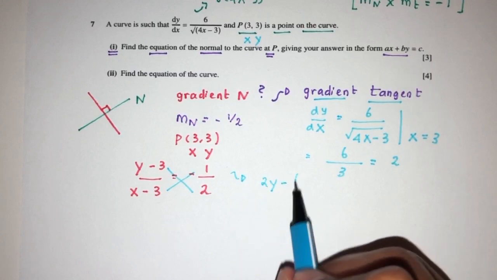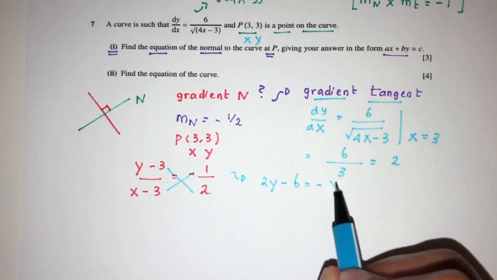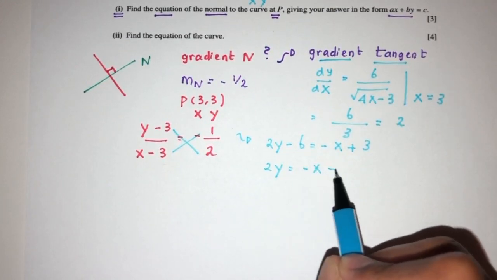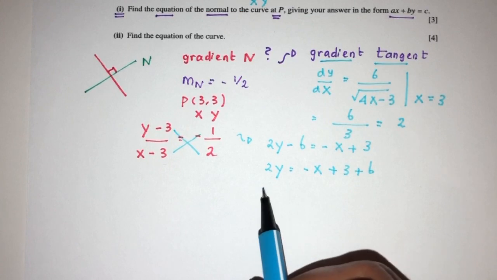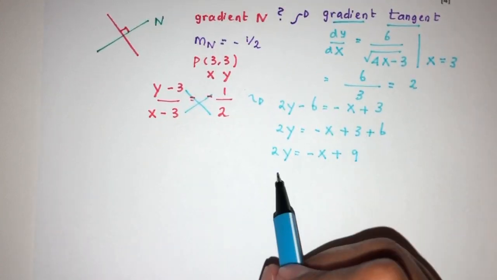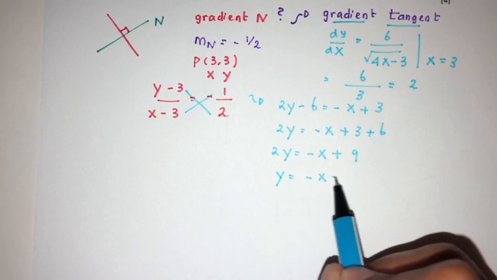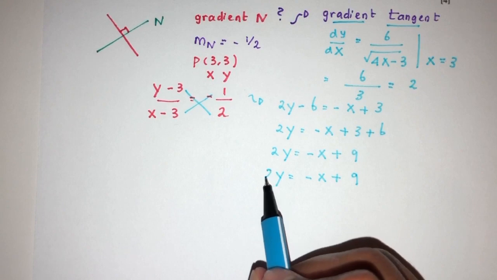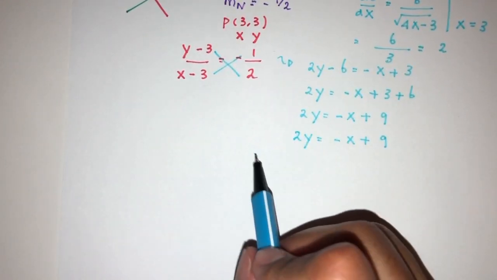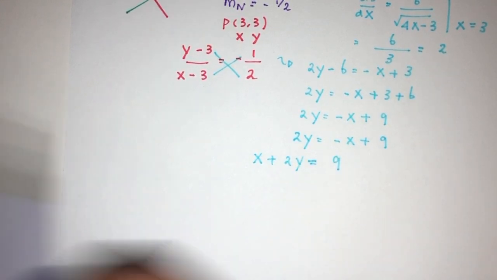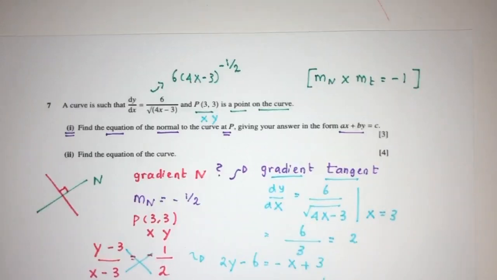That will be 2y - 6 = -x + 3. That will be 2y equal to -x + 3 + 6. So 2y has to be -x + 9. I guess we don't need to divide by 2 here, because we have to rearrange in this form. Let me send x and y to one side. You will have x + 2y = 9. So this is shown as required.